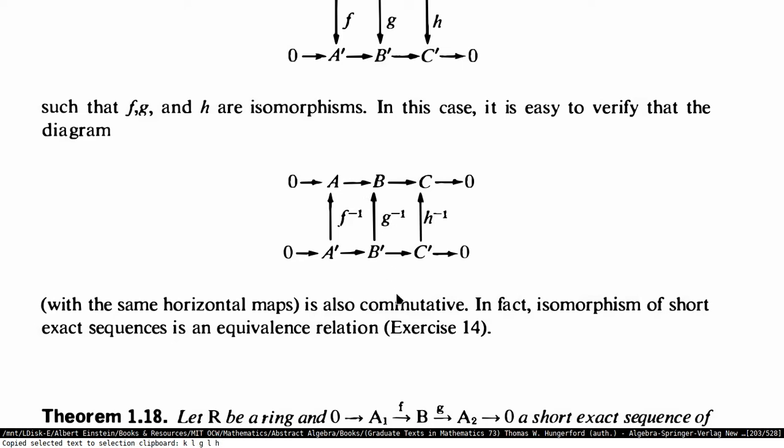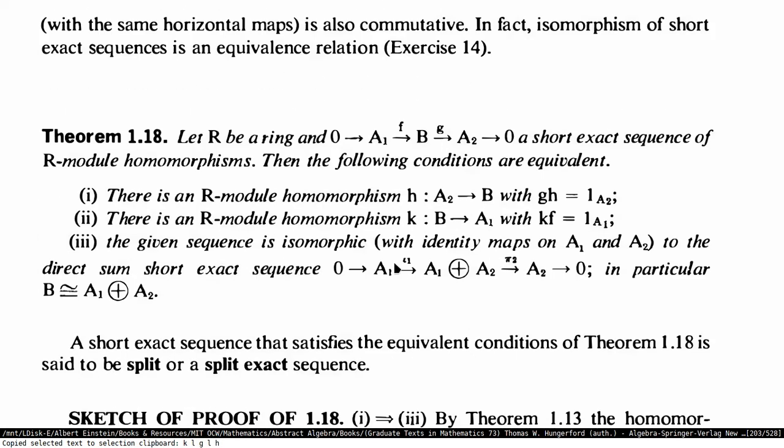And then you can also have maps in the opposite direction. 18 seems interesting. So 18 says that you have a ring, and this is the short exact sequence. Then you have the following conditions, right? So you have a homomorphism taking A2 to B. Essentially, you're defining how the opposite direction would work, the inverse, so to say.